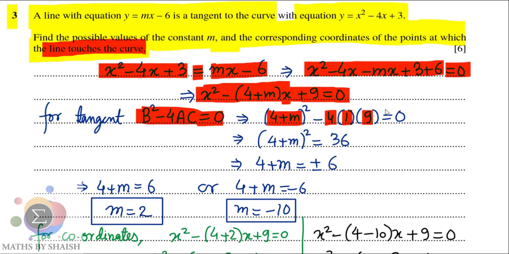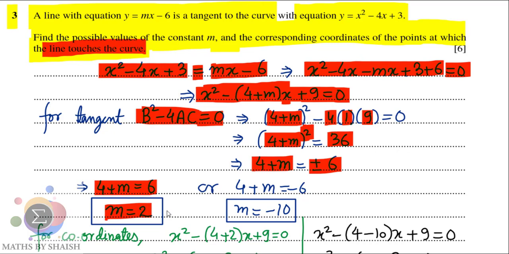We simplify this. It's better not to open the bracket. We can simply transfer this to the other side. We get plus 36, and after taking the square root to remove the square, we get 4 plus m as plus minus 6. So taking plus, we get 4 plus m equals 6, which gives us m equals 2, and with minus, 4 plus m equals minus 6, which gives m as minus 10.